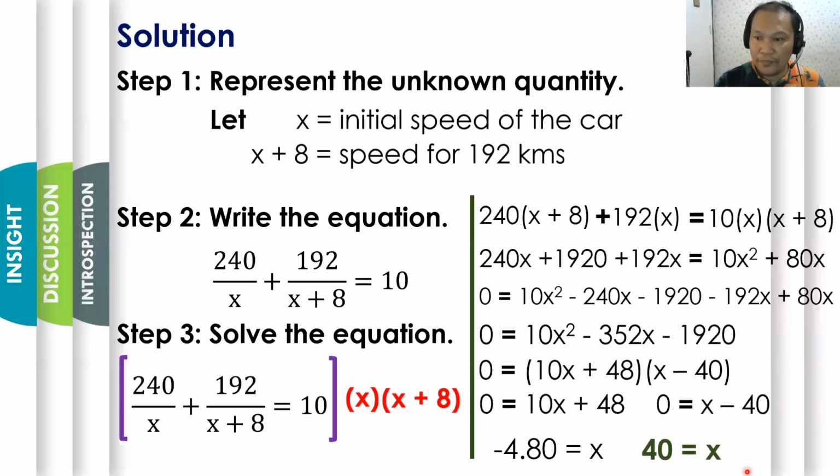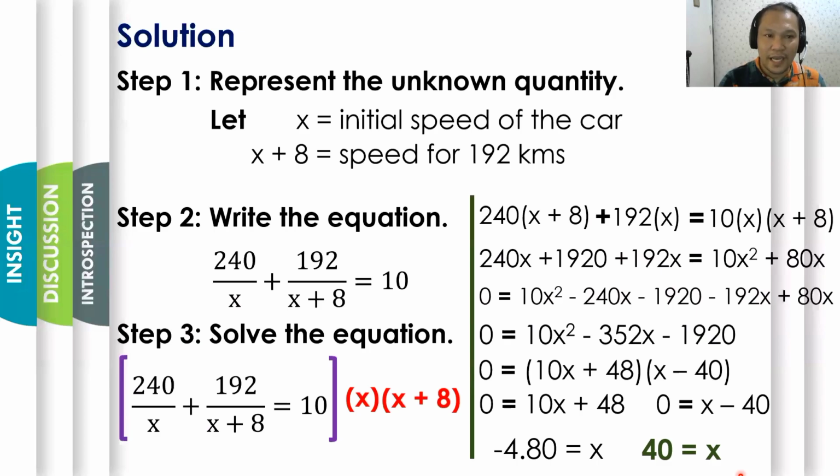Meaning to say, our value as our initial speed of the car will be 40. We are not going to use the negative 4.80 because we don't have negative speed unless it is a vector quantity. Okay? Therefore, we are going to use 40 is equal to x. Thus, the initial speed of the car is equal to 40 kilometers per hour.